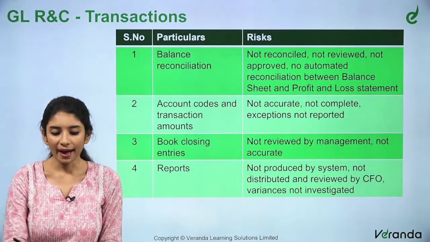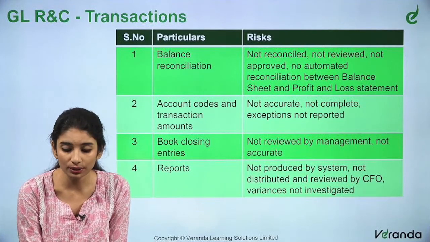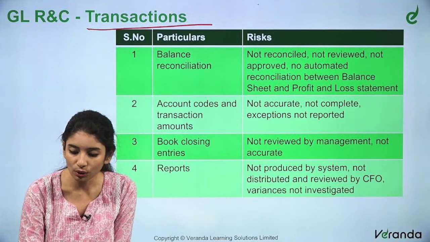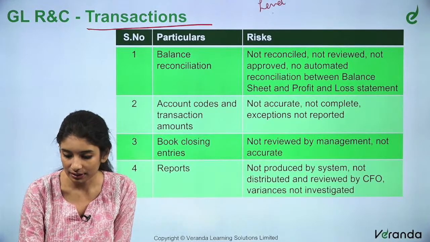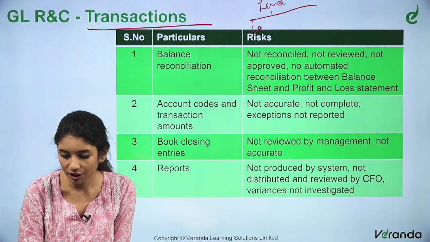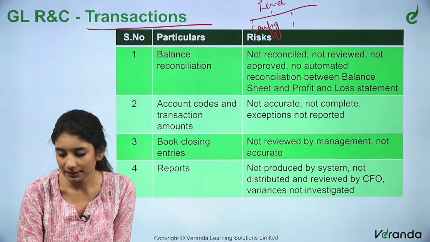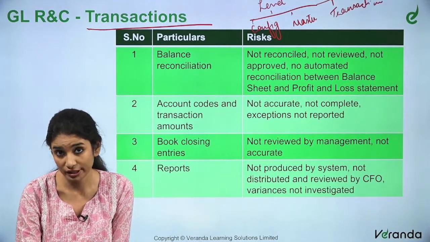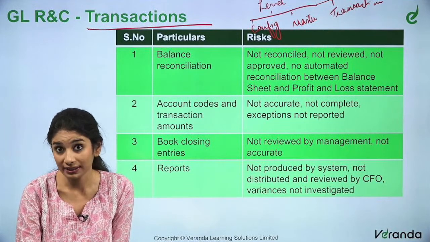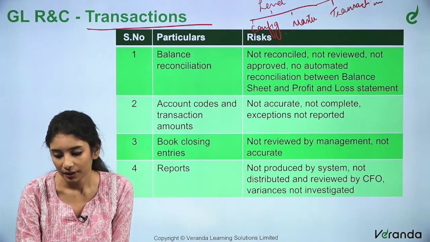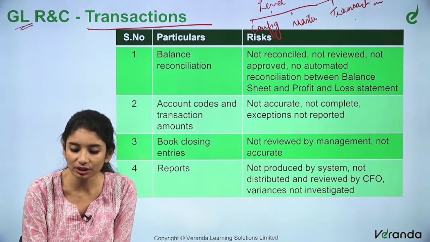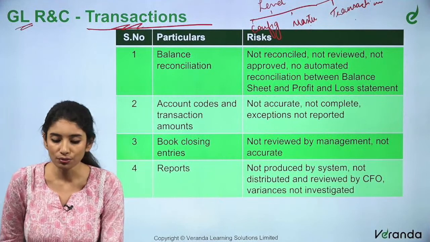Next, boys and girls, we have general ledger risks and controls in relation to transactions. So just a quick recap: control should be checked at three levels. One is configuration level, one is masters level, and one is transactions level. So what we've seen is, for various processes, what are the controls or things we need to check at either these two levels or these two levels, right? Now where we are is general ledger risks and controls with respect to transactions.